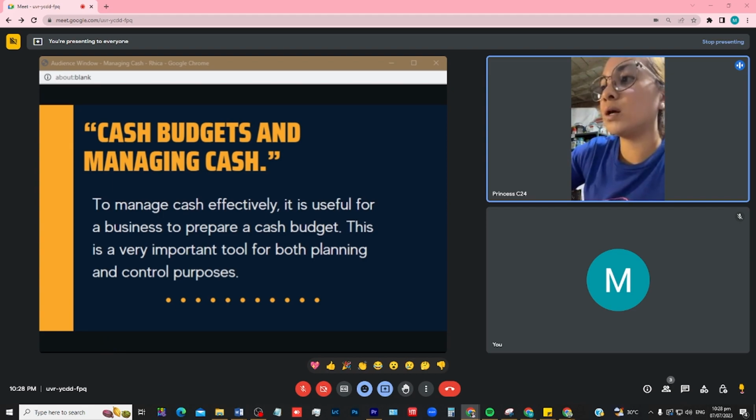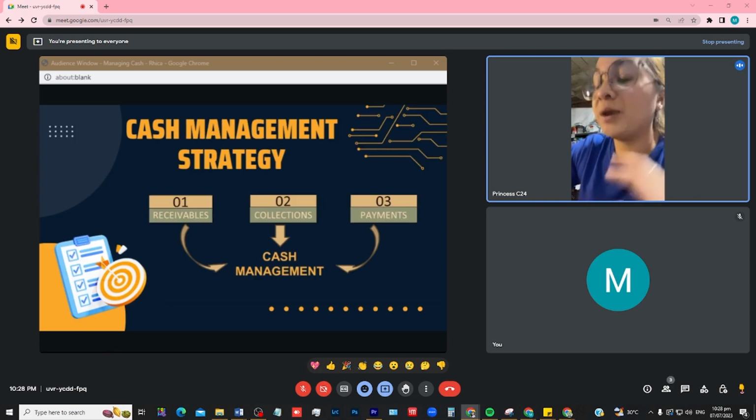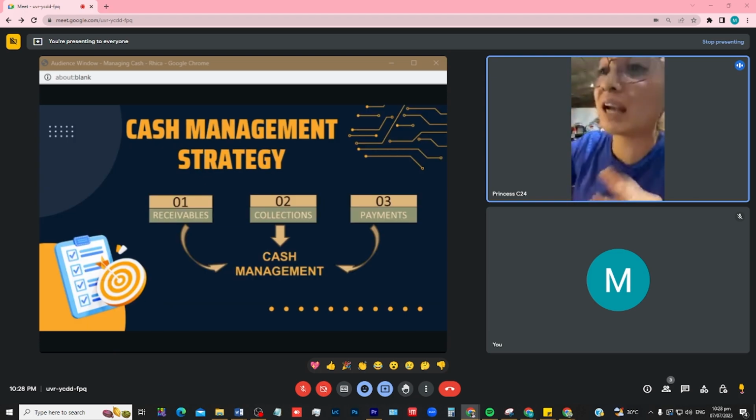Managing cash. Once the payment of a liability is due, managing the timing of those payments is what helps a business maintain healthy cash. An example of managing cash is if a company is experiencing a cash flow shortage, they may choose to delay accounts payable in order to conserve cash. We have cash management strategies.